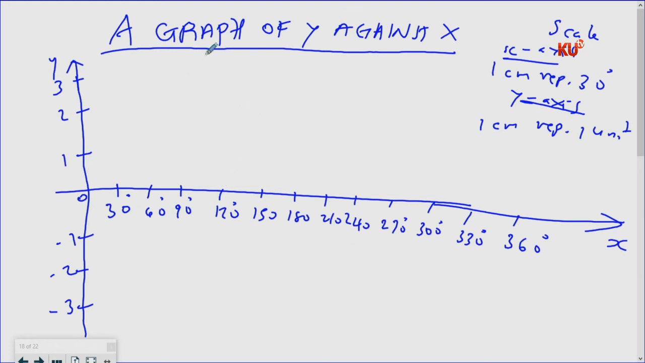So far, we have 3 marks. One is for the title, another mark is for the scale, another mark is for labeling. You have to label that this is the y-axis and this is the x-axis.